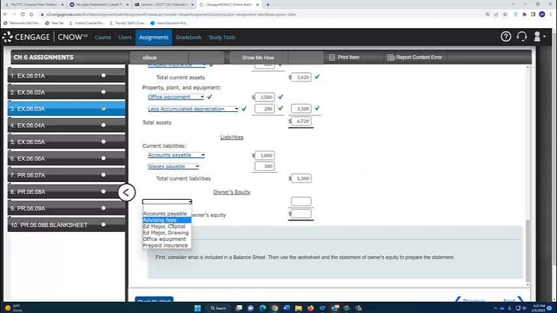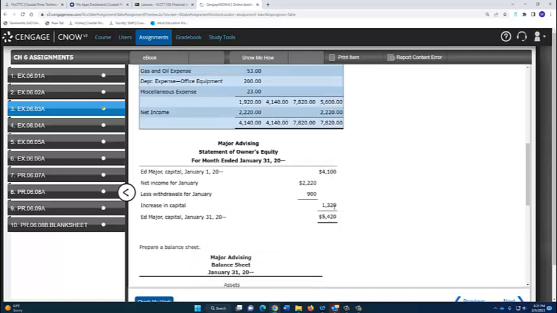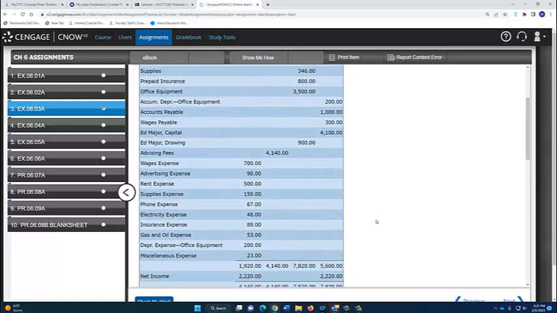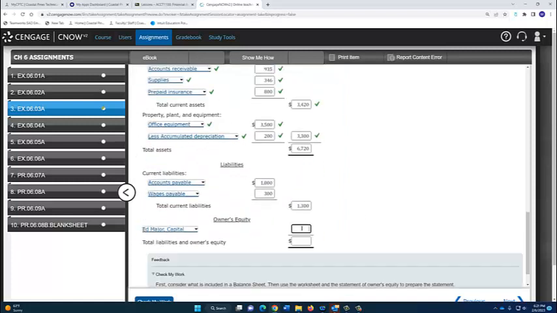Now I'm going to pull my capital figure, and this would be from the statement of owner's equity that we did earlier, but you know, there it is right there. If this were not here, I could easily figure up what my figure would be. I would take the $4,100, add the net income of $2,220, and then subtract the drawing of $900 to get $5,420.